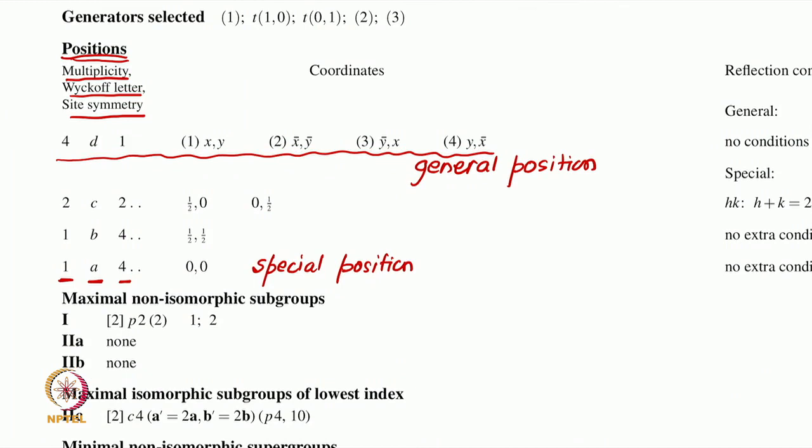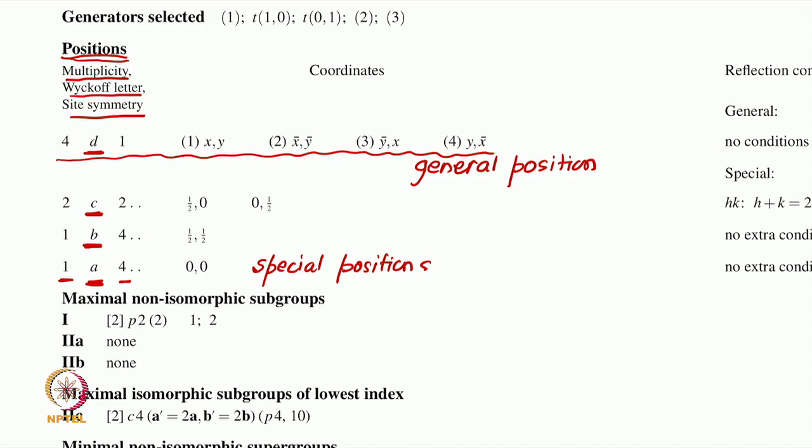And the other three rows are special positions. So a special position of type A, a special position of type B, a special position of type C, and a general position of type D. So we will say Wyckoff position A, Wyckoff position B, Wyckoff position C and Wyckoff position D for this particular plane group, referring, of course, to the International Tables.